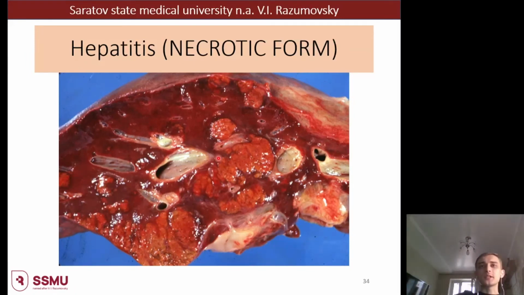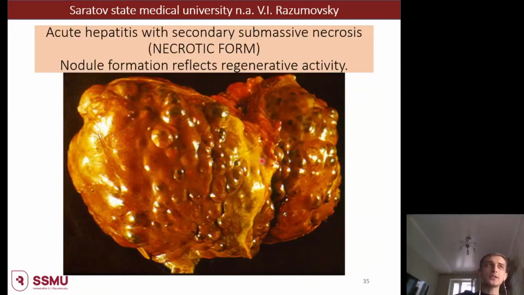The necrotic form of hepatitis, or malignant form, is associated with a really big area of necrosis with dramatically quick development of necrosis, and it's one of the most dangerous types of hepatitis because it's characterized by huge liver failure and difficult problems with functional activity of the liver. Acute hepatitis with secondary submassive necrosis is again a necrotic form. You may see formation of necrotic nodes on the surface of the liver, and most of all, this type of hepatitis will lead to formation of post-necrotic cirrhosis, and this process will have really difficult complications.